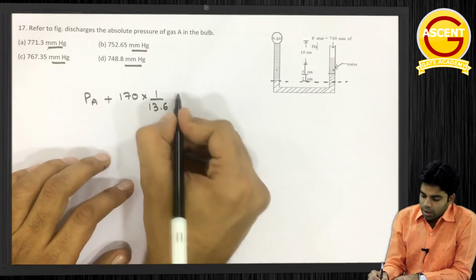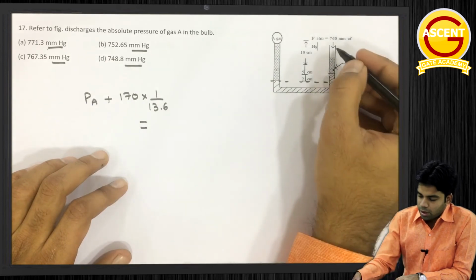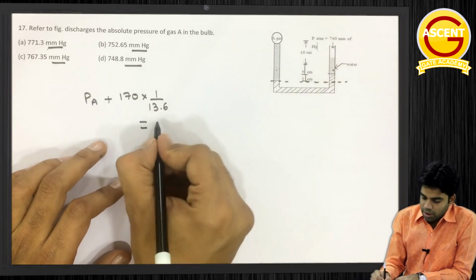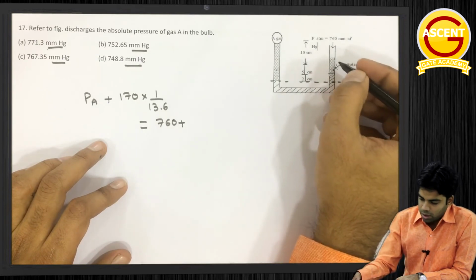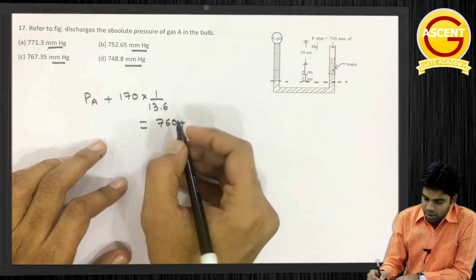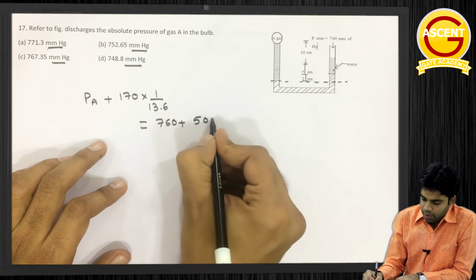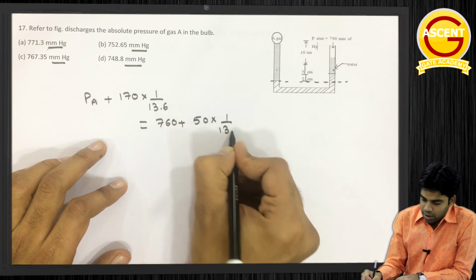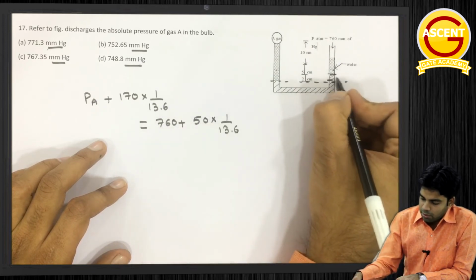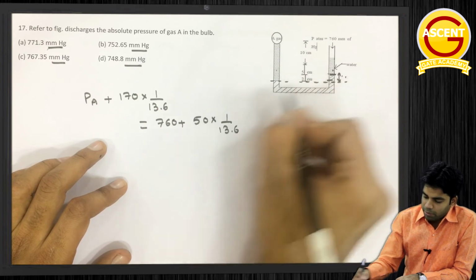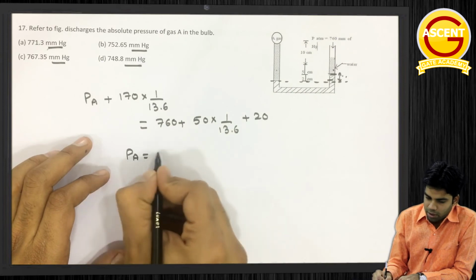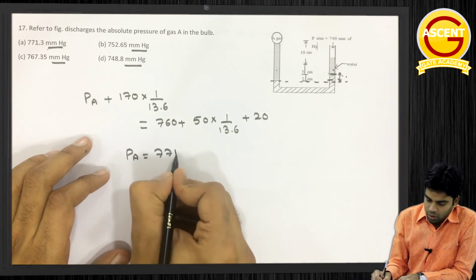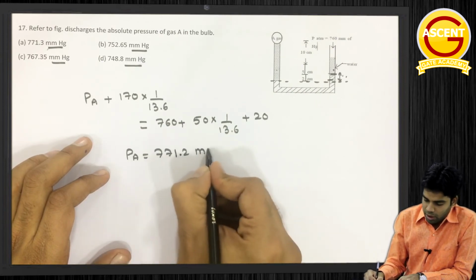Getting this? That is equal to, here the atmospheric pressure is 760 mm of Hg plus the water up to height 5 centimeter, so plus 50 into 1 by 13.6, plus the mercury up to height 20 mm, plus 20. So from here PA will be equal to 771.2 mm of Hg.